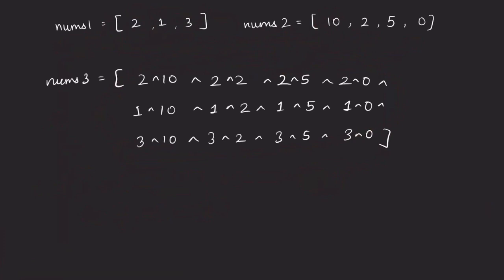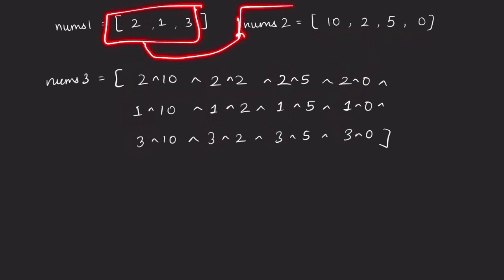If you closely look, each and every element of nums1 is being XORed with each and every element of nums2. So how many times is this 2 being XORed over here? It is 1, 2, 3 and 4 times, right? And this 4 is nothing but the length of nums2. Then again for 1, this is also being XORed 4 times, which is nothing but the length of nums2. Similarly for 3 also. So basically all the elements in nums1 are being XORed equal to the length of nums2 times, right?